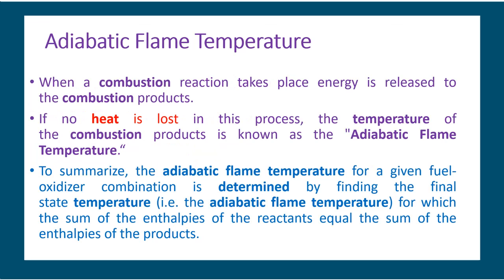Okay, to summarize: what is adiabatic flame temperature, and how do we determine it? We will get the adiabatic flame temperature when the sum of the enthalpy of the reactants is equal to the sum of the enthalpy of the products. In that case, what we get is the adiabatic flame temperature. So we will get an expression in terms of T, and we have to simplify it to get the adiabatic flame temperature.